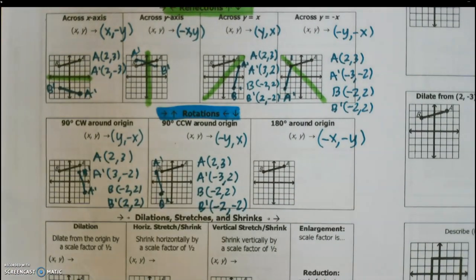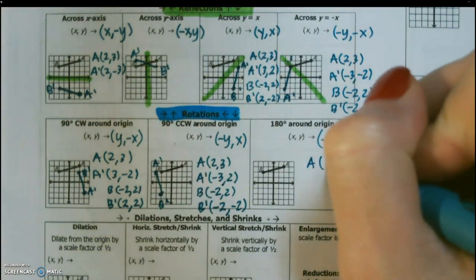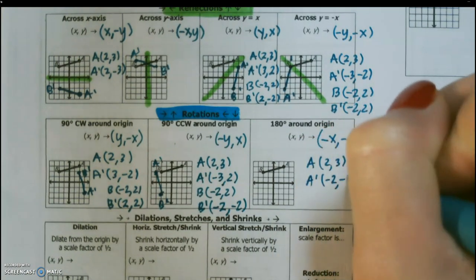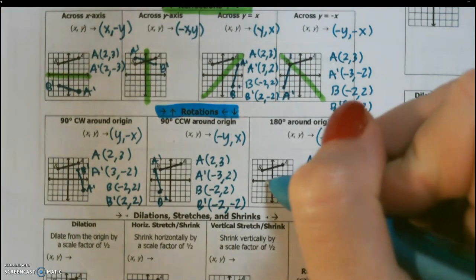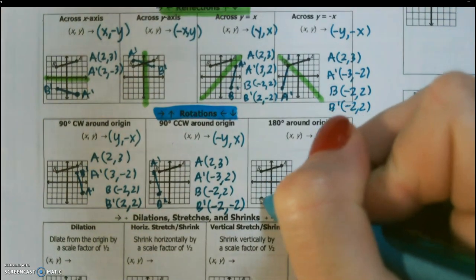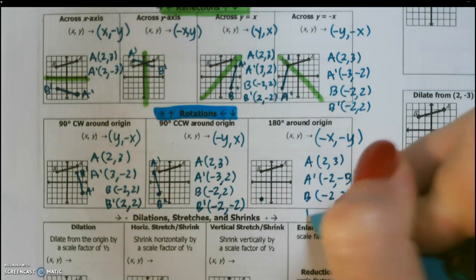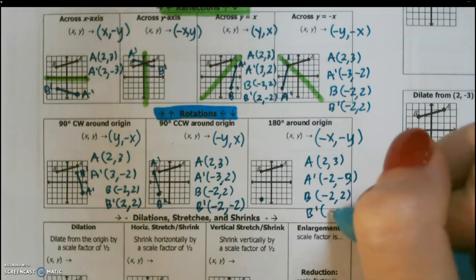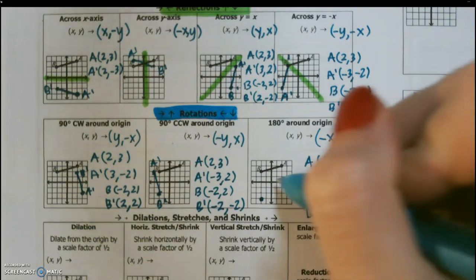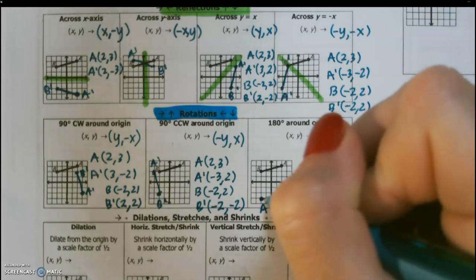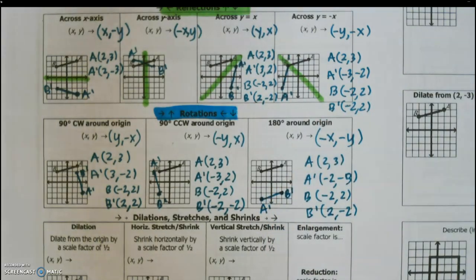Last but not least, we'll take our original coordinates, and you are just negating the X and negating the Y. So negative 2, negative 3. And then for B, B is originally at negative 2 comma 2. B prime, if we apply the rule, is going to be positive 2, negative 2. A 180 rotation would be like rotating your paper twice, either twice to the left or twice to the right.